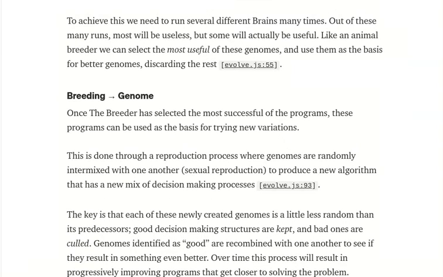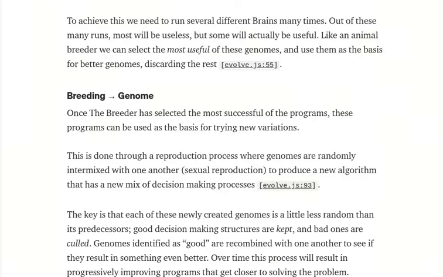To achieve this, we need to run several different brains many times. Out of these many runs, most will be useless, but some will actually be useful. Like an animal breeder, we can select the most useful of these genomes, and use them as the basis for better genomes, discarding the rest.